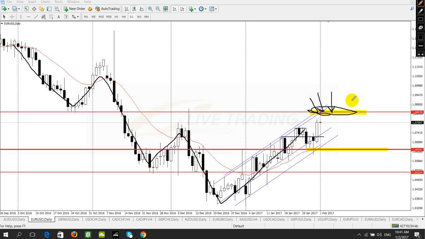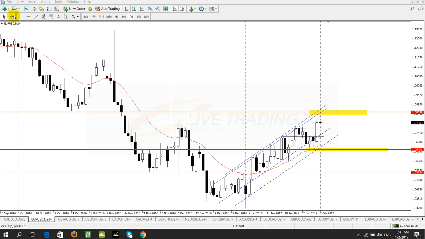But this point is a very high probability area for sellers to come in, and I'm looking at a very good downside, probably about 200 pips. So that's the opportunity for EUR/USD.